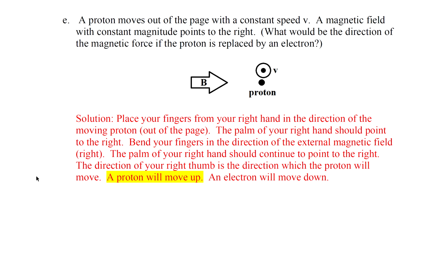Part E, a proton moves out of the page with a constant speed v. So point the fingers of your right hand out of the page towards you, towards your eyes, and bend your fingers to the right, because the external magnetic field is to the right, and your thumb points up. So the proton moves up.